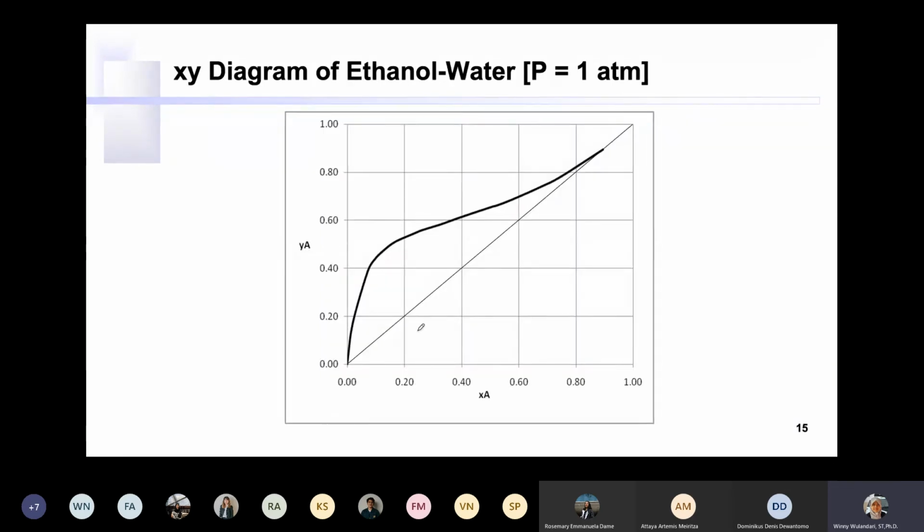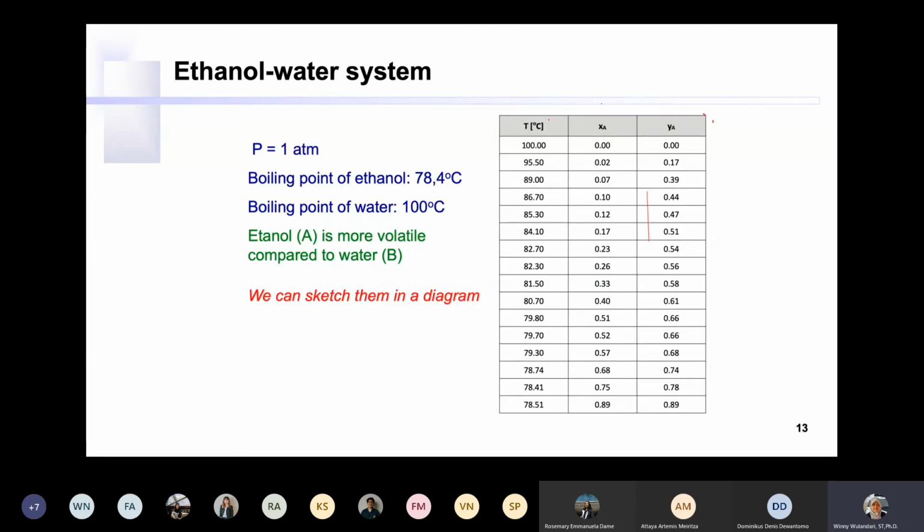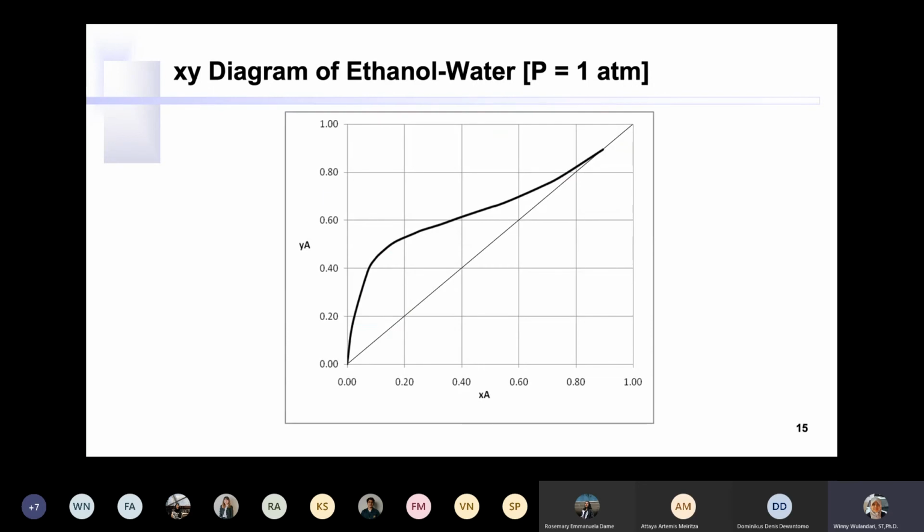And this one is the XY diagram. Again, a similar method: you have a pair of liquid and vapor compositions, repeated for each point, which is this data, and then you put it into the XY diagram. It's going to look like this one.